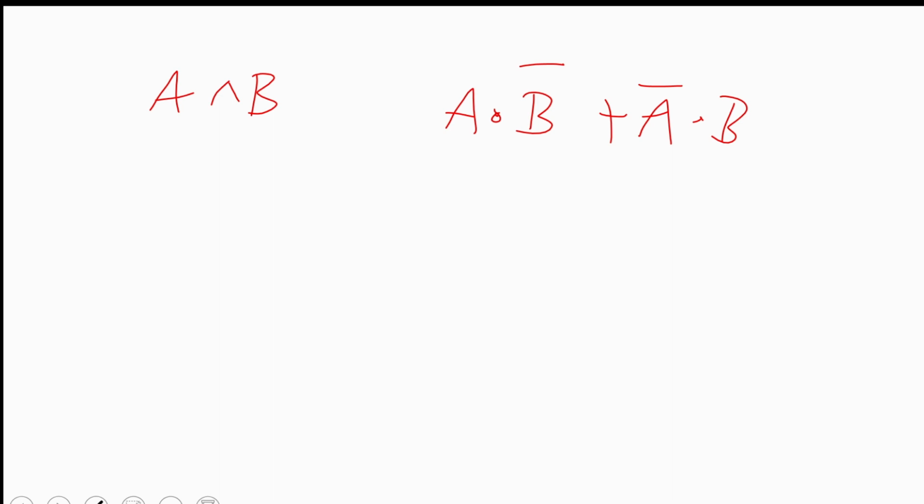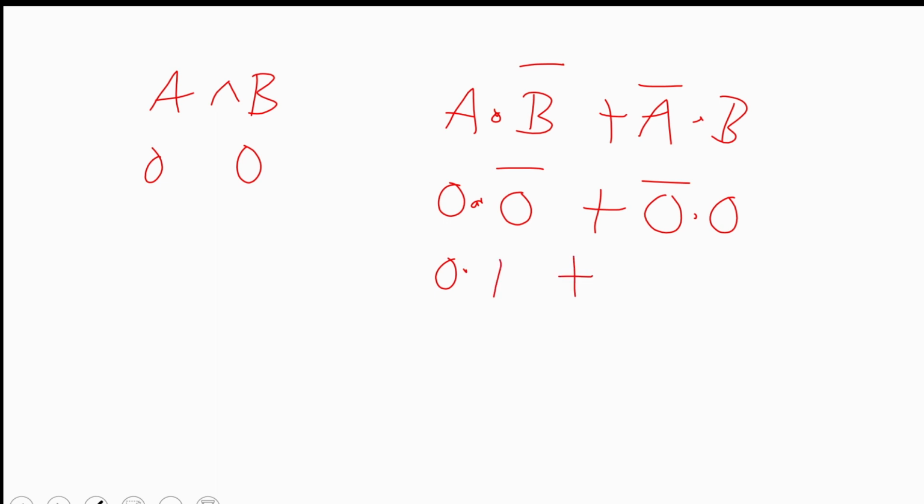Now if I take A value as 0 and B value as 0, then 0, you have bitwise AND, and then you have the 0's complement, and then 0's complement, and then you have the 0. 0 complement you will get 1, and then 0 complement you will get 1 and 0. 0 and 1 will give the 0. 1 and 0 you will get 0. 0 or 0 you will get 0. So if both the inputs are the same, even you can take 1 and 1.